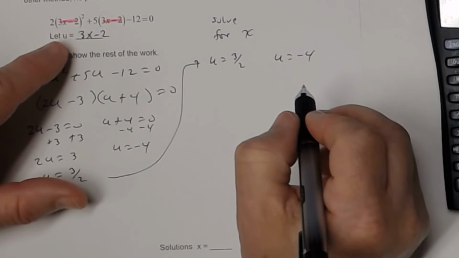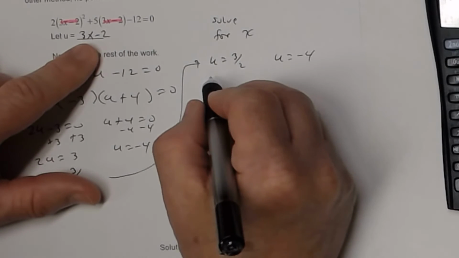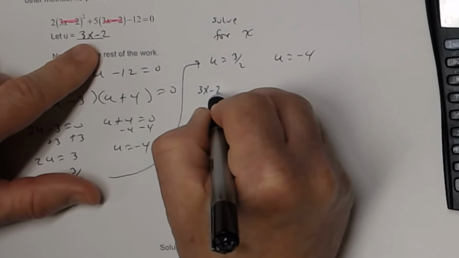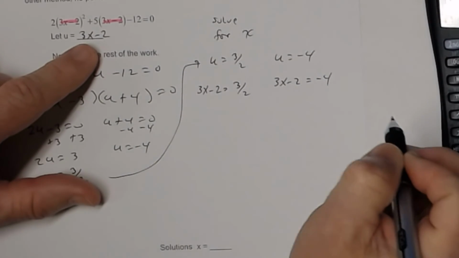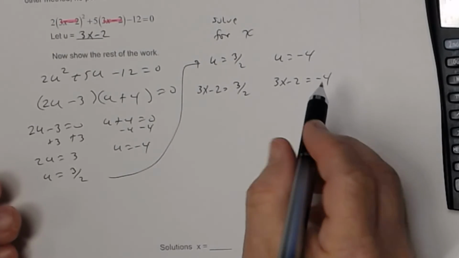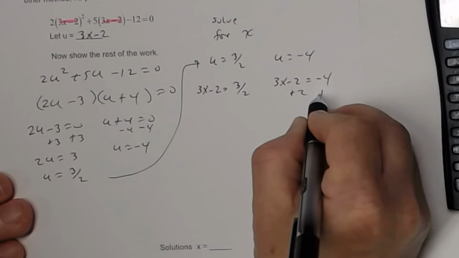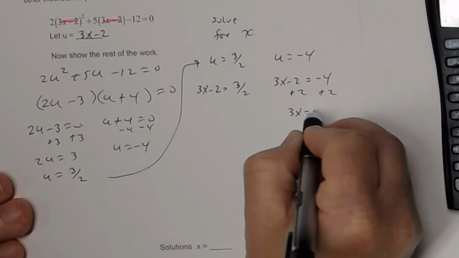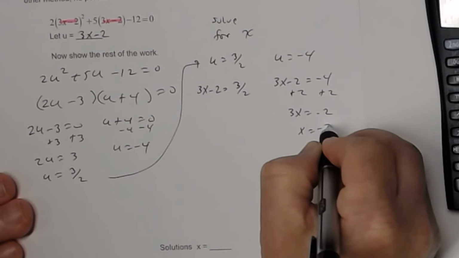But remember, u is this. So now we're going to substitute in place of u. I'm going to substitute 3x minus 2. So 3x minus 2 equals 3 halves, and 3x minus 2 equals negative 4. Now notice this one has fractions in it. This one does not. So let's go ahead and do this one first. I'm going to add 2 to both sides here. So I get 3x equals negative 4 plus 2, which is negative 2. So x equals negative 2/3.